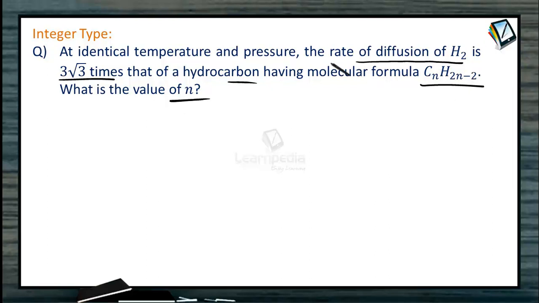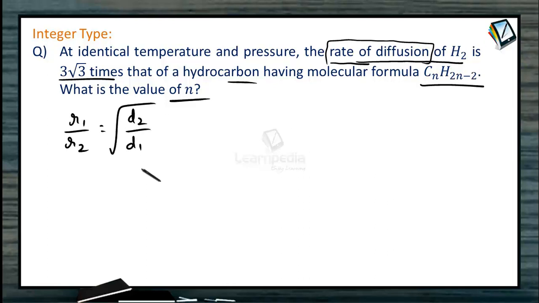So from the statement itself, it is clear that this is related to rate of diffusion, meaning Graham's law of diffusion. So what is Graham's law of diffusion? At a given temperature and pressure, the rate of diffusion of a gas is inversely proportional to the square root of its density. Meaning R1 upon R2 is equal to root over D2 upon D1, and that is equal to root over VD2 upon VD1. VD is nothing but the vapor density. It is the ratio of the density of the gas to that of the density of hydrogen.